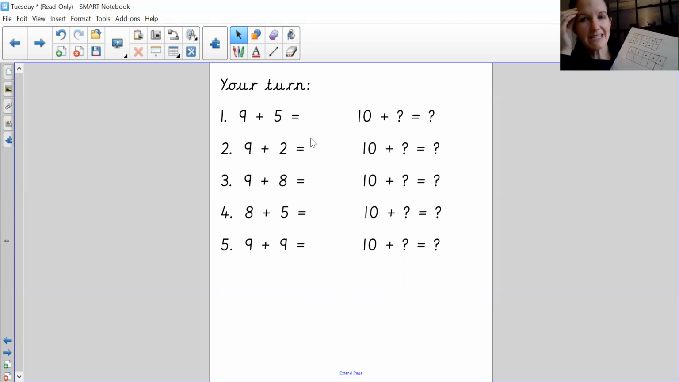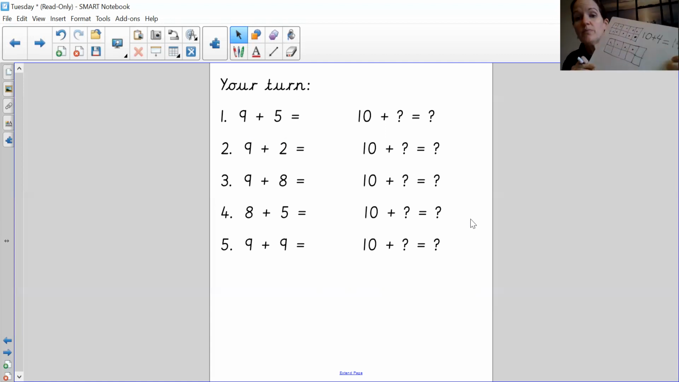So I need to make it into a 10. I'm going to take 1 from here, and I'm going to put it up here. Do I have 10? I do. I now have 10. And how many do I have down here? I now have 4. So then it would equal 10 plus 4 is 14.